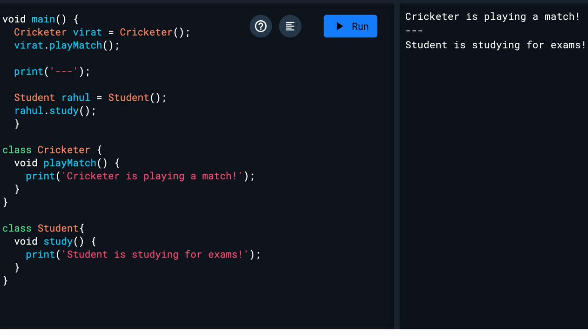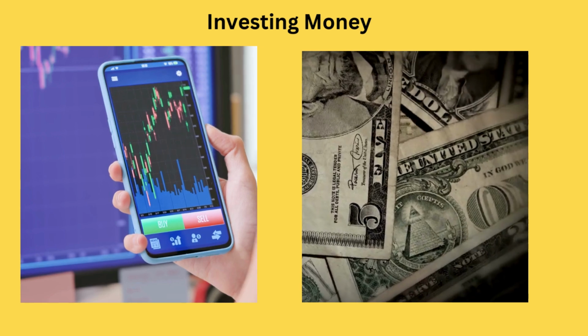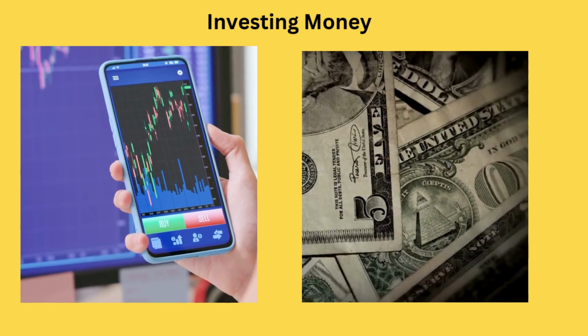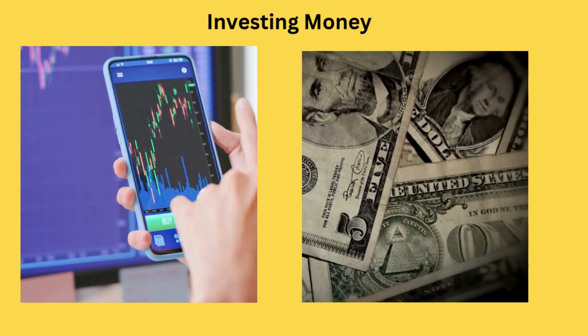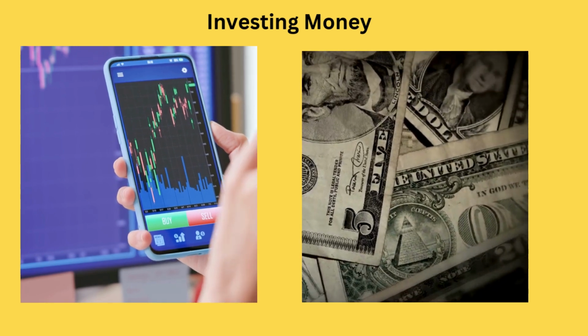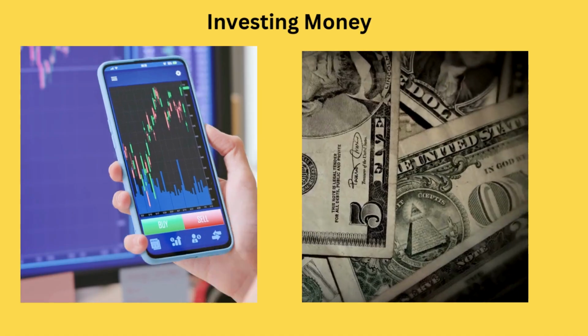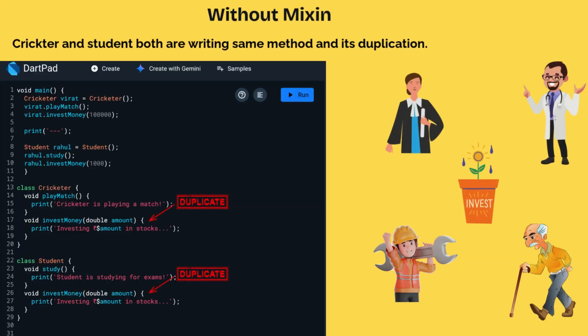Now suppose a scenario where they want to invest money. Investing is an easy task. So what we'll do? A cricketer would have a separate method of investing money, and a student will also have a separate method of investing money. So how will it look without using a mixin? Both will have different methods, but it is a duplicate.